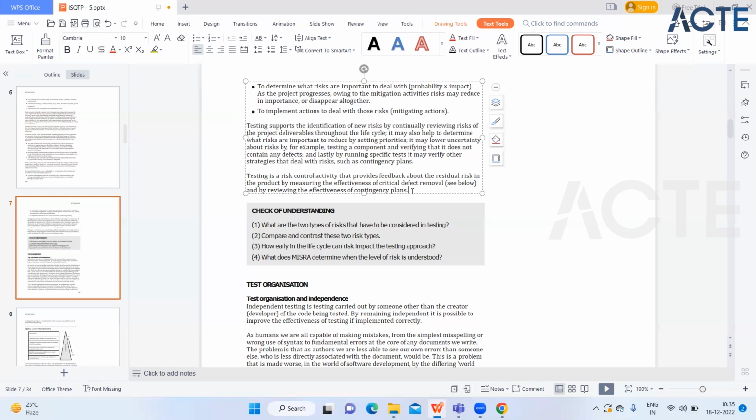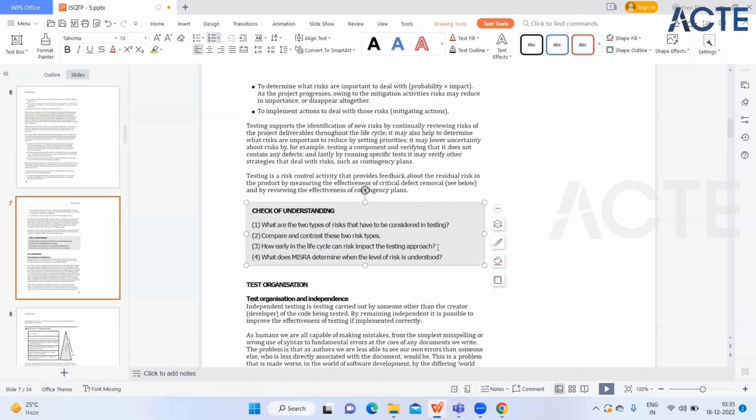So this is the check of understanding: what are the two types of risk that have to be considered in testing? That we have already discussed. One is project risk and the other is product risk. Now compare and contrast these two risk types, what we have to consider, and after that, how early in the life cycle can risk impact the testing approach.